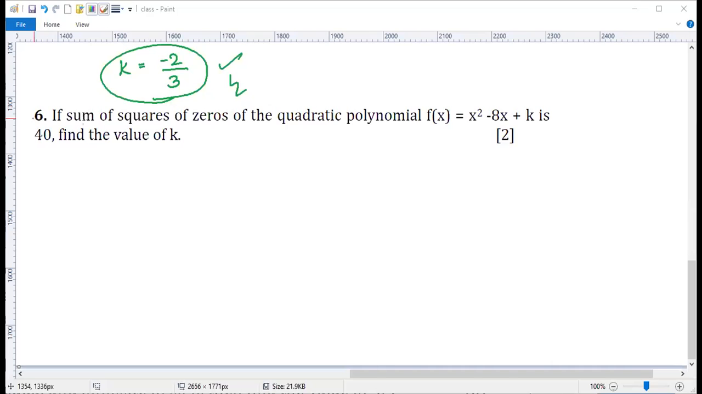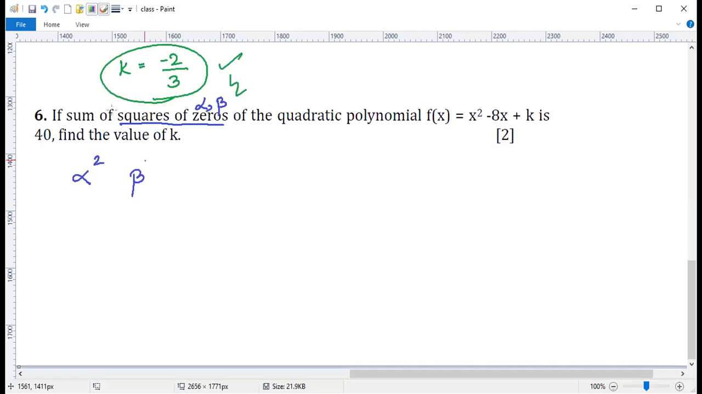Question number 6. If sum of squares of zeros of quadratic polynomial is 40. So what is given? Sum of squares of zeros. What is squares of zeros? What are the zeros? Alpha and beta. Then what does squares of zeros mean? Alpha squared, beta squared. Correct? What does sum of squares of zeros mean? Alpha squared plus beta squared. Okay. So alpha squared plus beta squared is 40. This is what has been given to us.